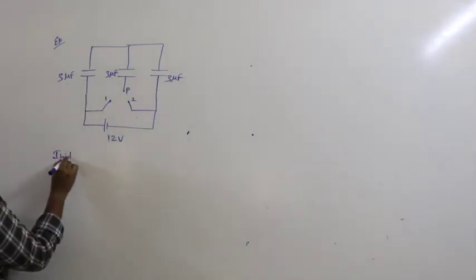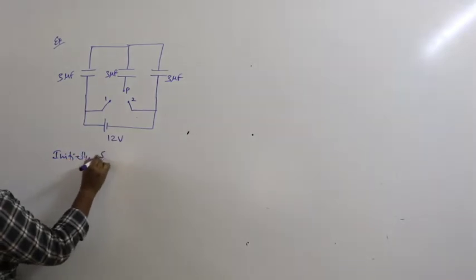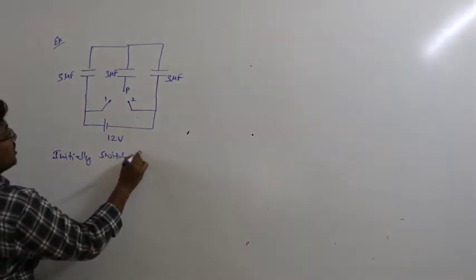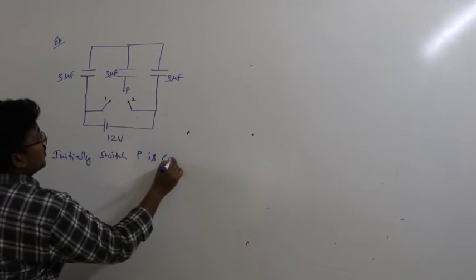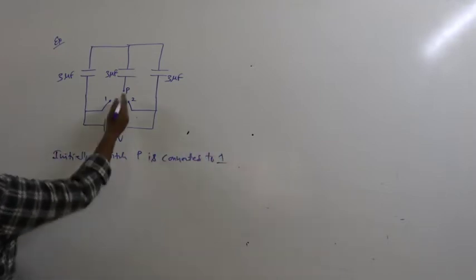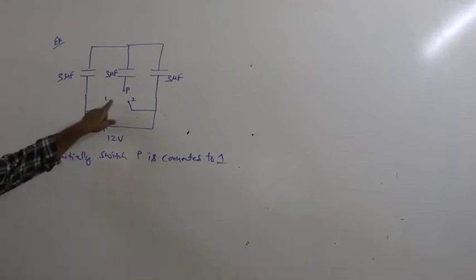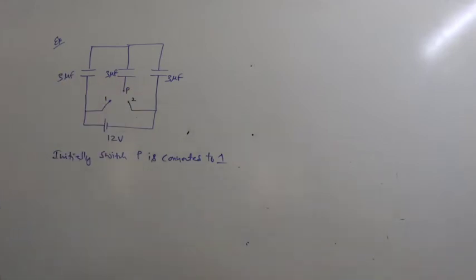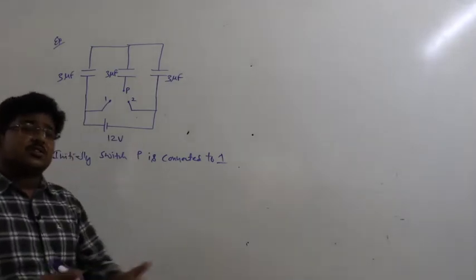Right, now what I will do here is, initially switch P is connected to 1. Means switch is connected to 1, means there is no connection here. Okay? So I am going to explain what the situation is.